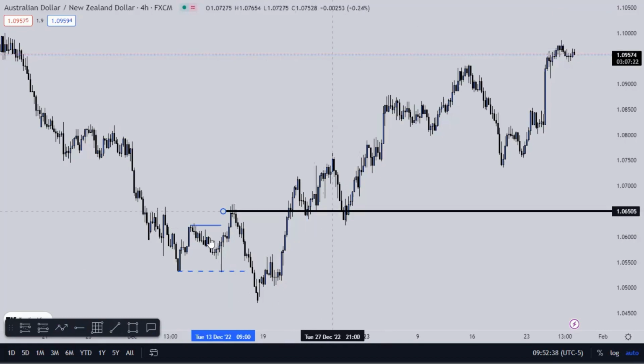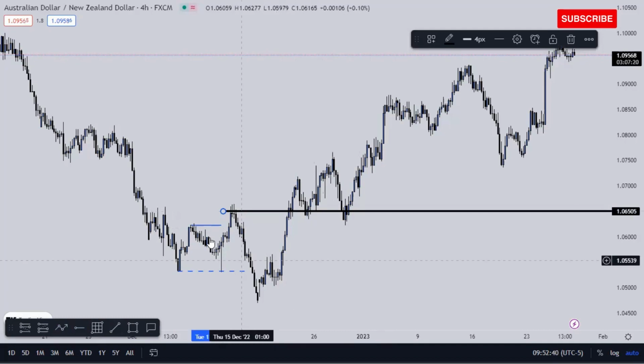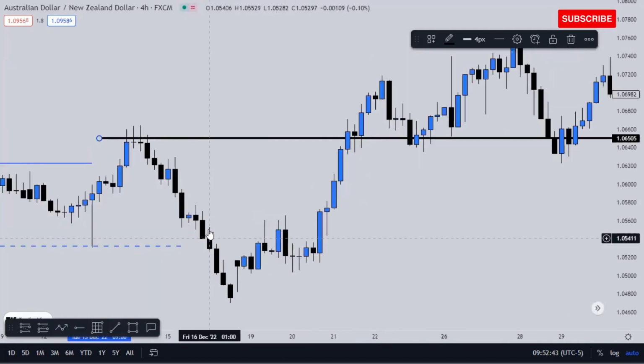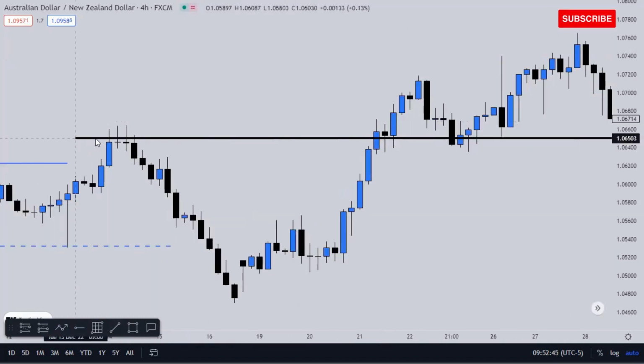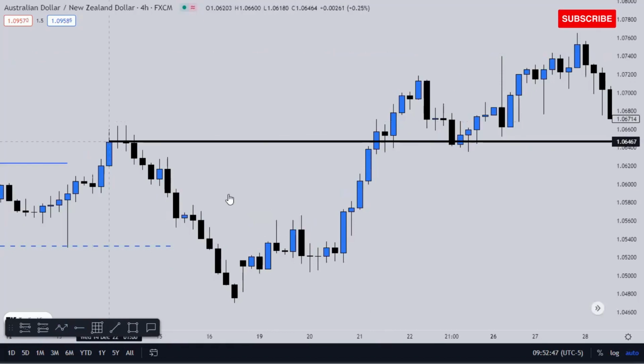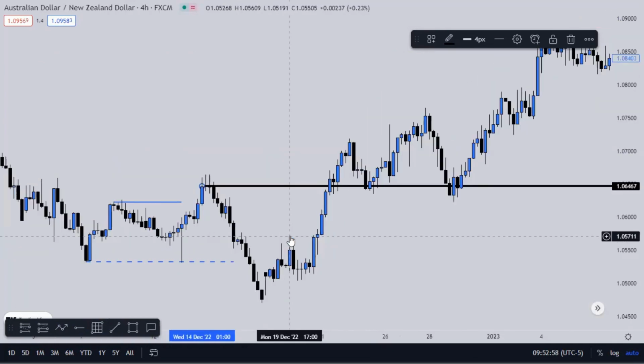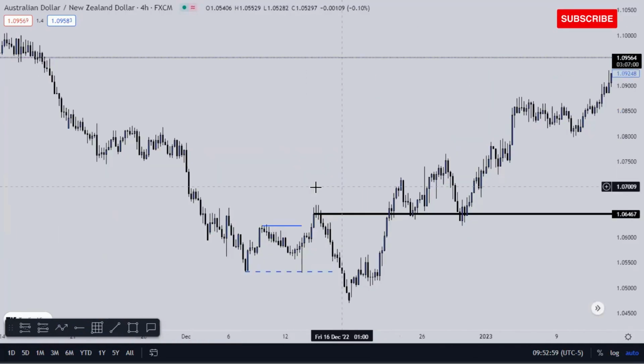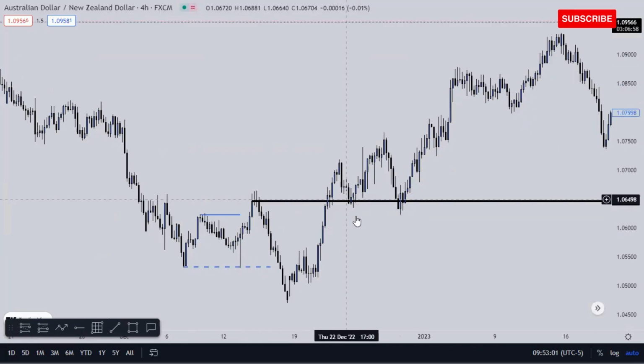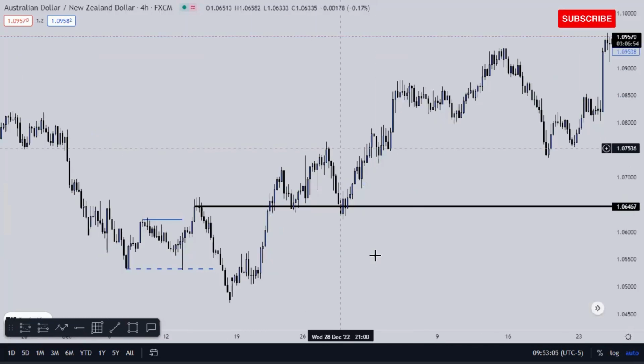And this is how I draw my levels, guys. I draw my levels and I keep it on the candle close, not the wick. I keep this line specifically on this candle close, not the wicks. That's where the price last closed before going down to break structure. The price opened here and closed here. That is why I keep my levels. And these are specific price points where the price comes back to retest. Look at this tap here. Perfect. Look at this one. Perfect.